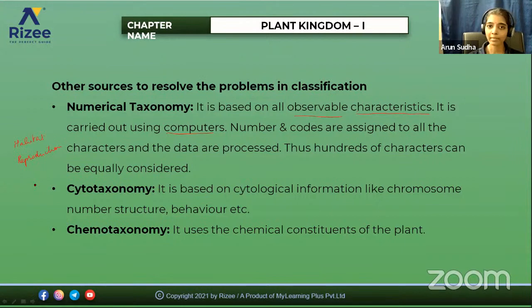They'll take some 100 characters, and based on that they see all the observable characteristics, carried out using computers. If about 90 characters are similar in two organisms, then they are put in the same category. If the number of similarities is less, then they are in different categories. It is based on all the observable characteristics, and that is called numerical taxonomy. It took into account all the characters, like vegetative, sexual, and every character.